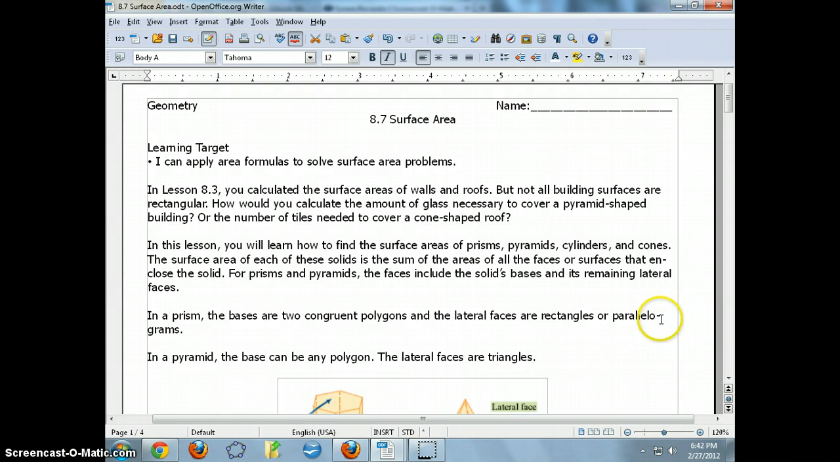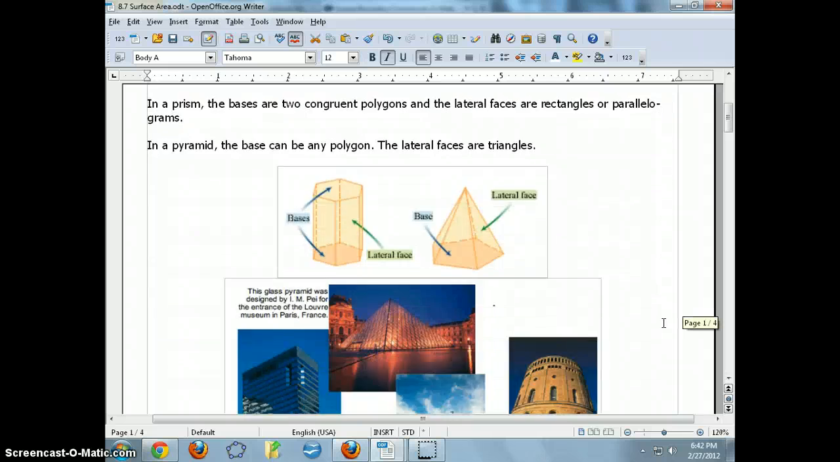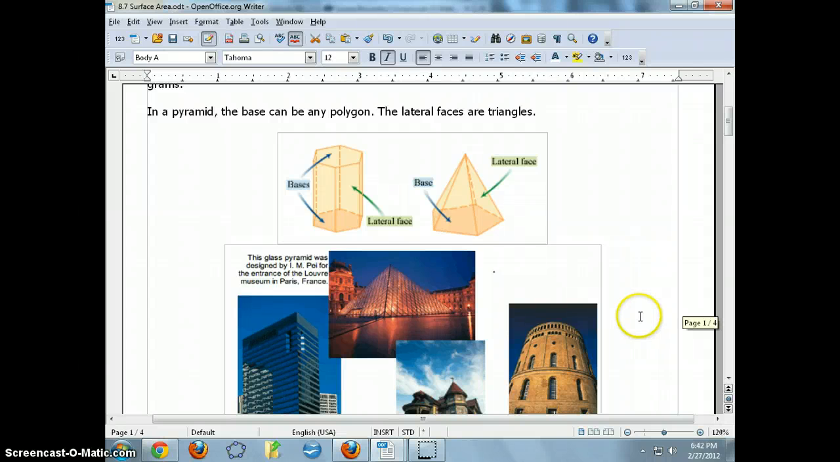We'll start out with the most simple idea of surface area, which is that we're going to be finding the area of each of the sides of a three-dimensional figure. I'm going to follow along on your investigation, so I'm on page 1. For prisms and pyramids, there's a couple new vocabulary terms. The bases are going to be typically regular polygons, or in our case, they're going to be regular polygons.